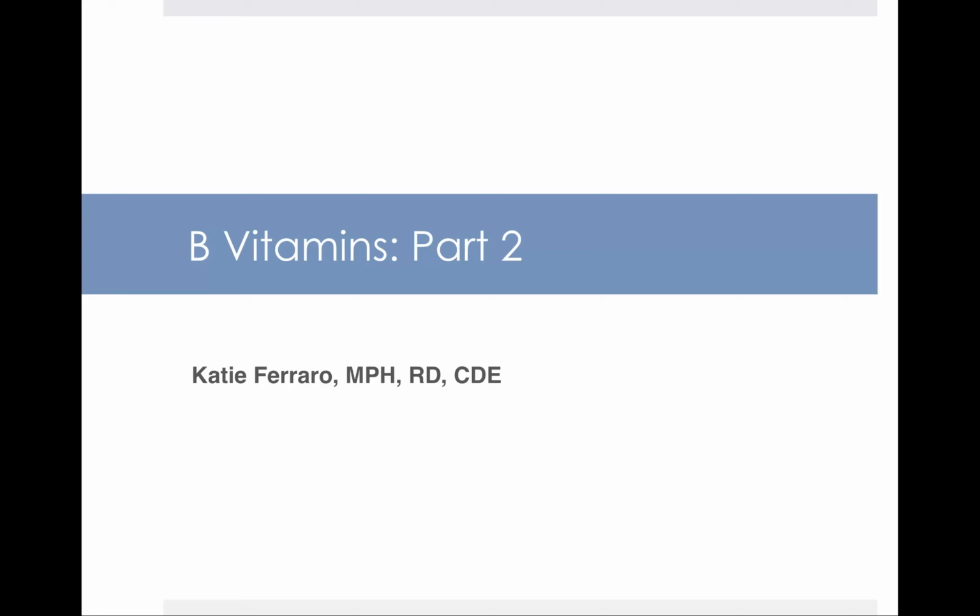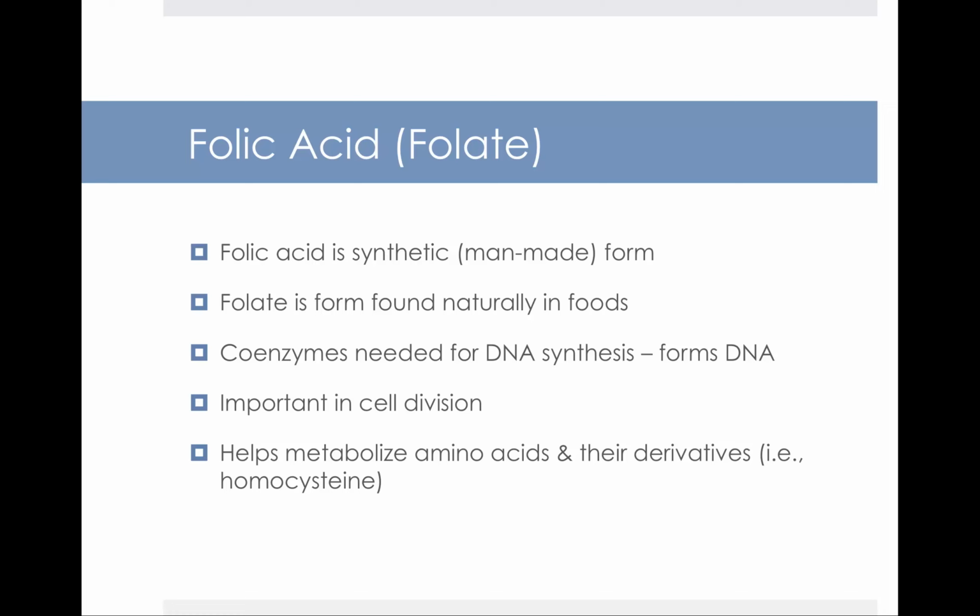In this lecture, we're going to look at the second part of the B vitamins, which are a type or a group of water-soluble vitamins. We'll start with folic acid, which is also called folate. Folic acid refers to the synthetic or man-made form, whereas folate refers to the form found naturally in foods.